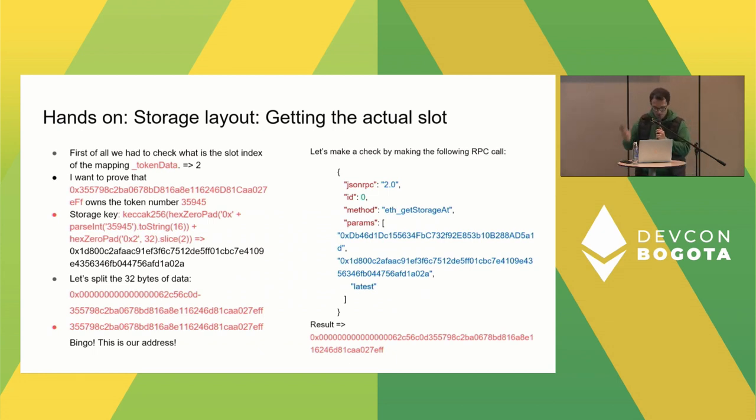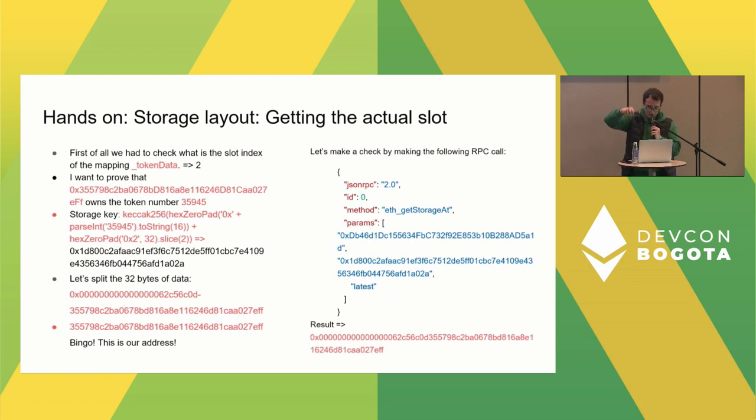Okay. So a bit of hands-on. How do we get the actual storage slots? It sounds scary, and it's meant to be scary. So we know the slot index, the storage index. I want to prove that 0x35 owns the profile with ID 3594. How do we get the storage key? We essentially do this operation.